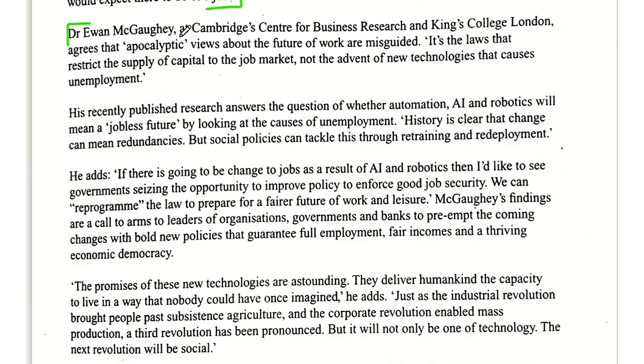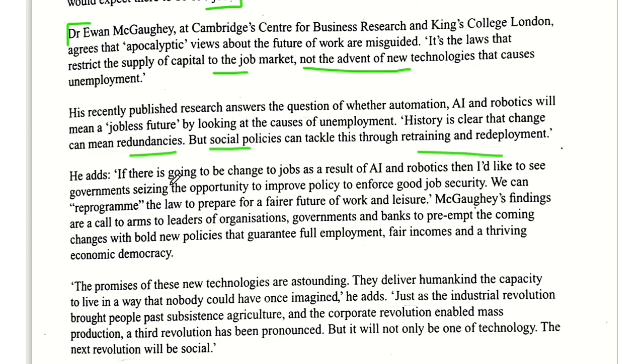Nick Gauti and Cambridge Center for Business Research and King's College London agree that apocalyptic views about the future of work are misguided. It's the laws that restrict us of the capital to the job market, not the advent of new technologies that causes unemployment. His recently published research answers the question of whether automation, AI, and robotics will mean a jobless future by looking at the causes of unemployment. History is clear that change can mean redundancies, but social policies can tackle this through retraining and redeployment.